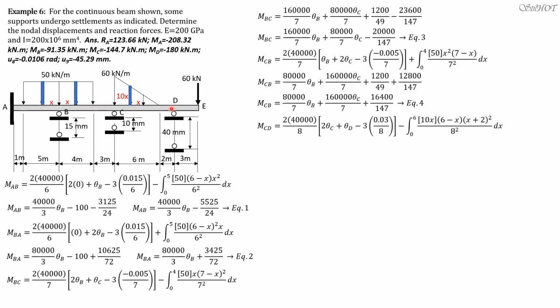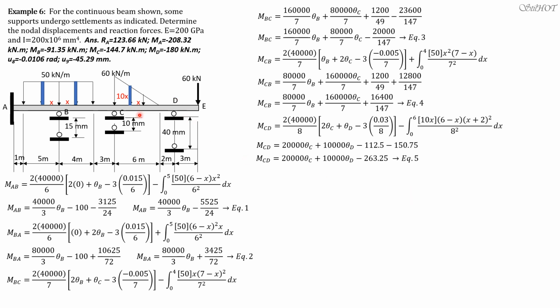Distance of straight from right is x plus 2. So that's why we have x plus 2 square over 8 square. Simplifying, MCD equals 20,000 theta C plus 10,000 theta D minus 112.5, then minus 150.75. So simplifying further, MCD equals 20,000 theta C plus 10,000 theta D minus 263.25, call that equation 5.